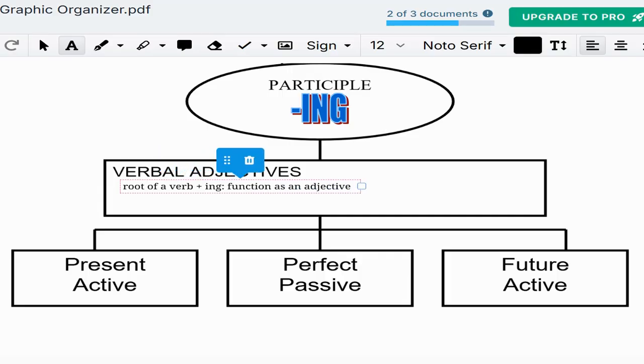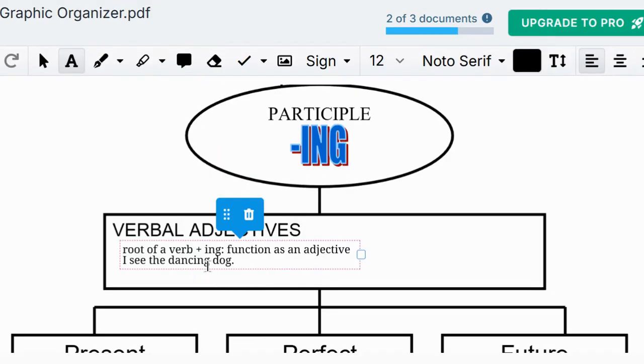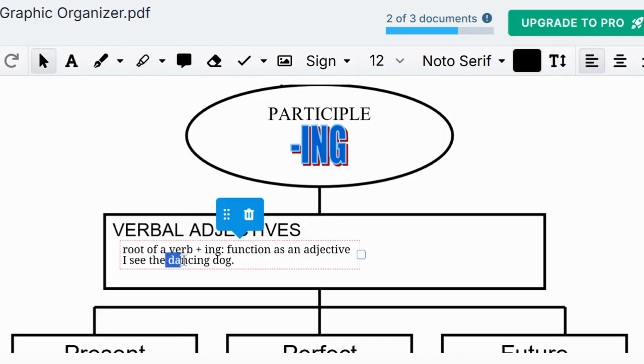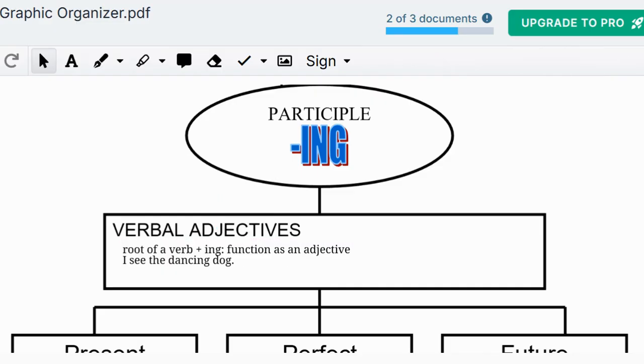So let me give you an example. I see the dancing dog. In this sentence, the word dancing is our participle. Okay, so dancing is our participle. How do I know dancing is a participle? Well, two things. First of all, it has the root of a verb. The word dance is a verb, right? So dance is a verb. Dance shows us that something is happening, it's an action.